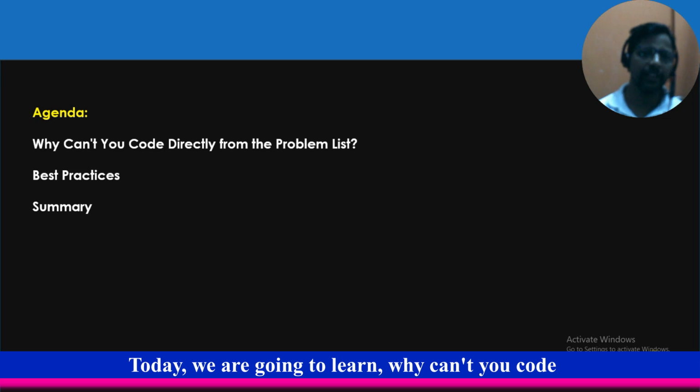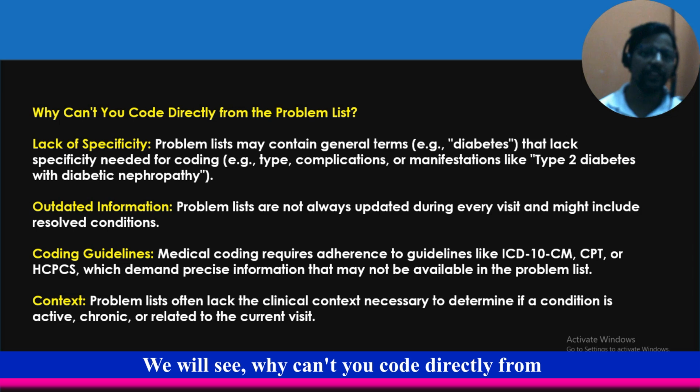Today we are going to learn why you can't code directly from the problem list, and best practices to code from the problem list as well as the summary. First, we will see why you can't code directly from the problem list. First one is lack of specificity.